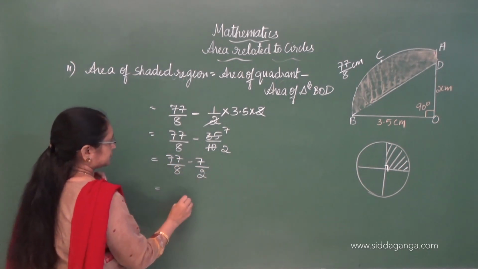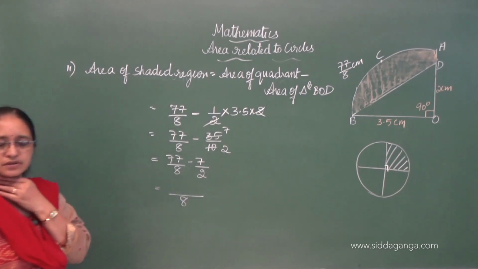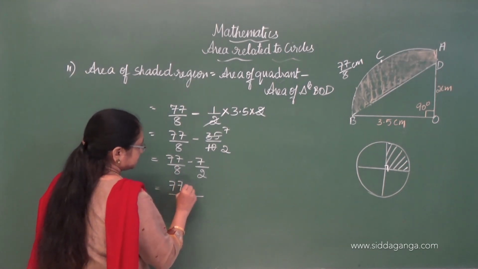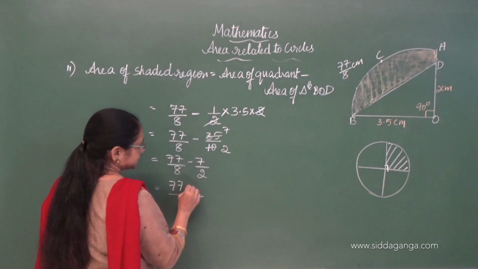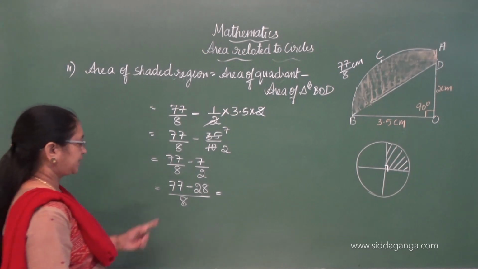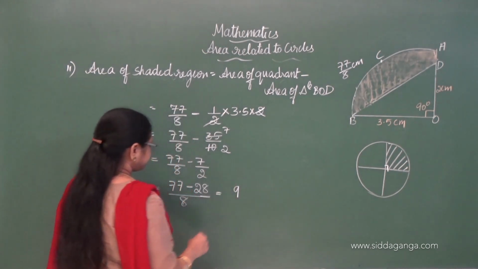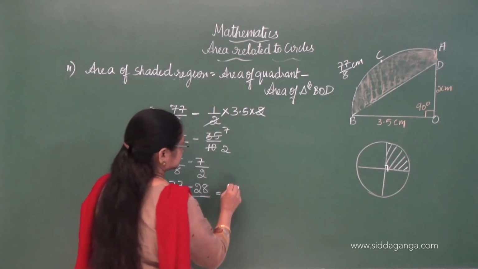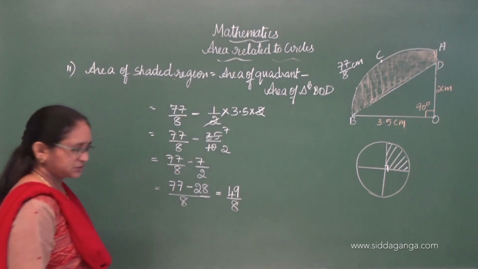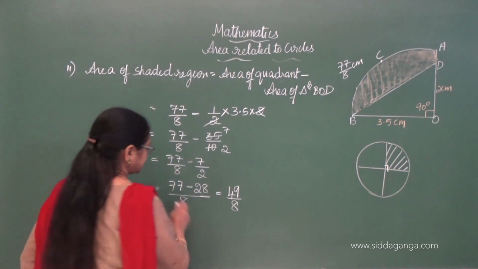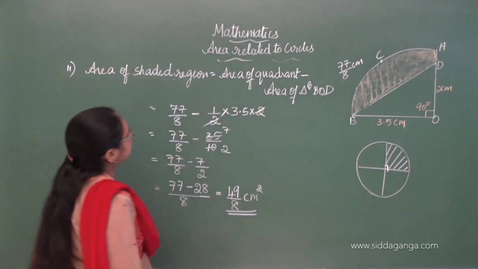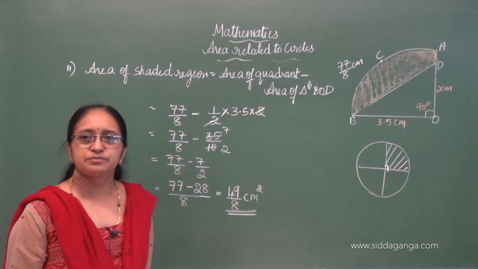Now take the LCM. 8 is the LCM. Now 77 minus 2 fours are 8, 7 fours are 28. So you subtract, you will get the answer. 77 minus 28 is 49. Check once, is it correct? 49 by 8 centimeter square. So this is the final answer. Okay, I hope you understood this.